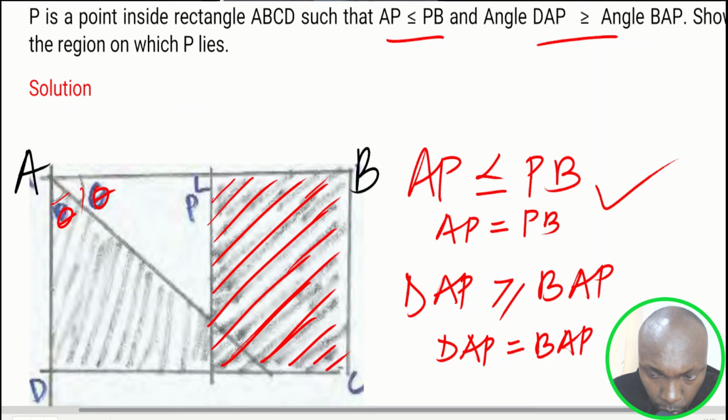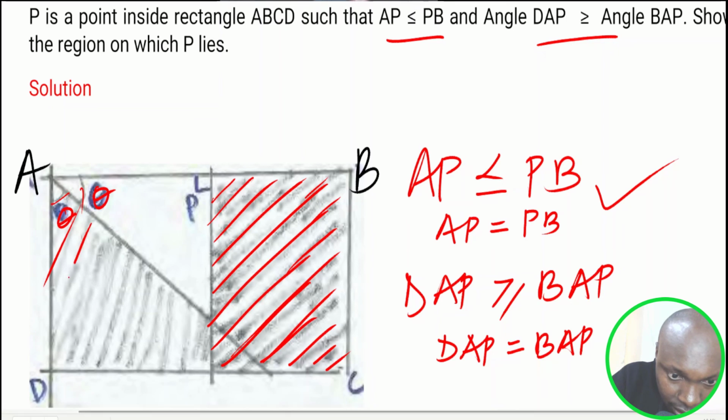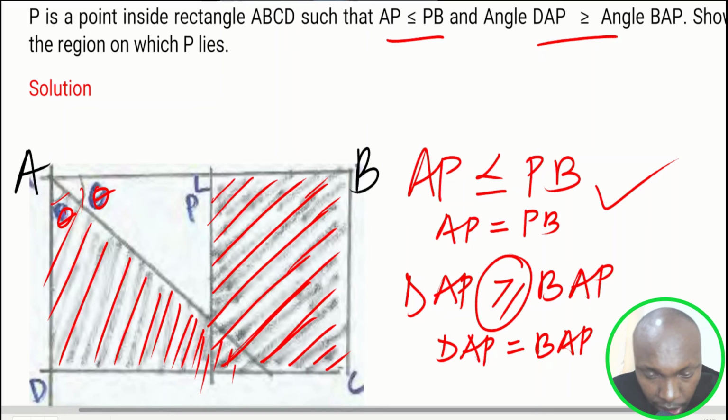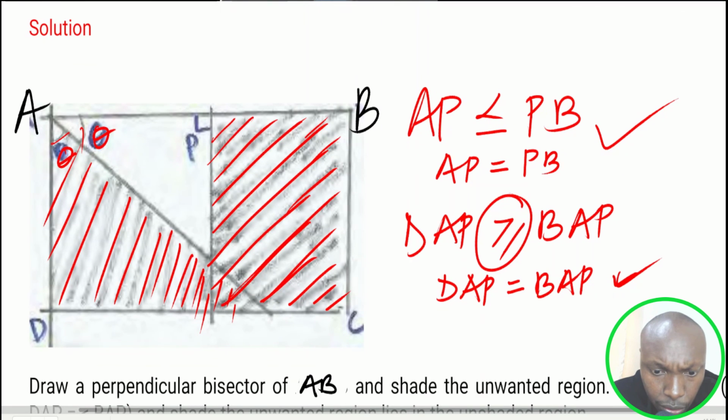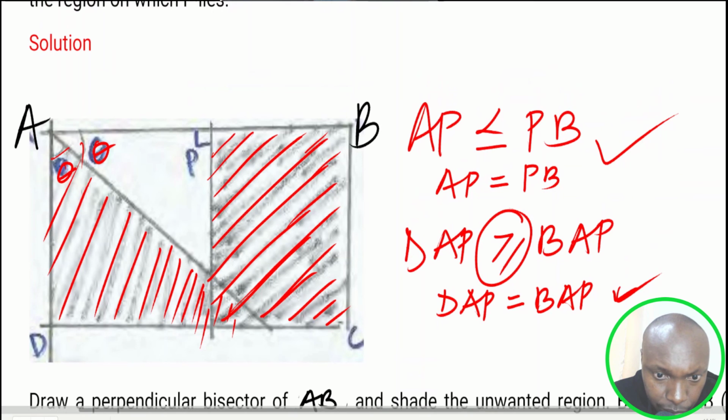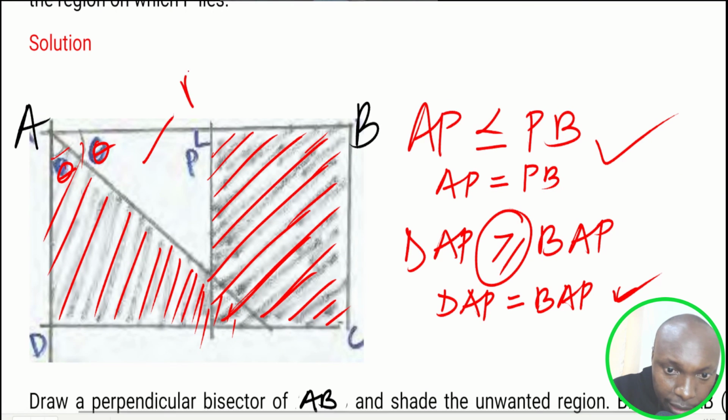So where should we shade? Look at this. DAP should be greater than. Greater than means that it should be on the upper side of that line, AP. So the side that is unwanted is the side that is down this line. That is the side that is less than, because we require the side that is greater than. The side that is above that line will be greater than, so we don't require that. So that is the unwanted. Remember that we always shade the unwanted sides. So you remain with the region, and that region that is unshaded, this is where P lies.